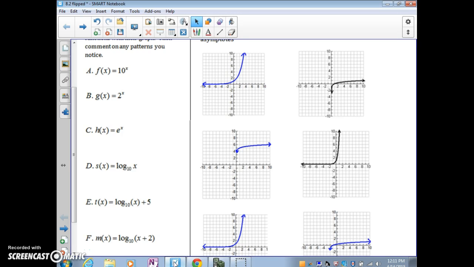Hello there. This is Unit 8, Day 2. We're graphing exponential and logarithmic functions and also natural log functions.